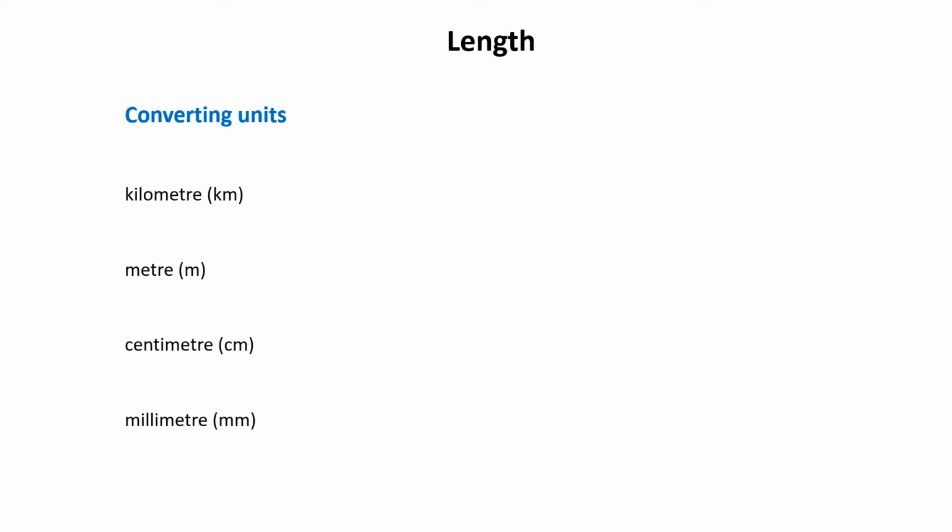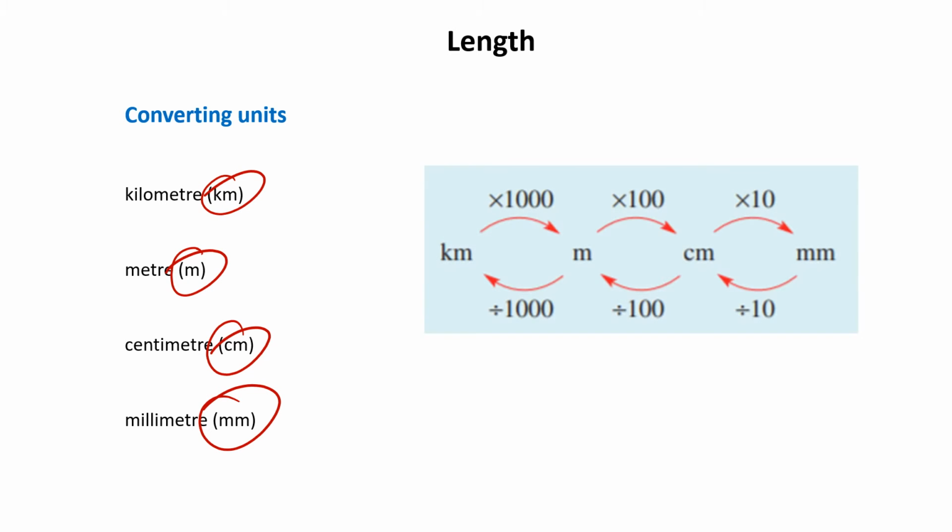So in this video, what we're going to be looking at is length and converting units of length. What I've got here are four units of length. I've got kilometers, and I'm just circling the units we use for these units of length, then meters, centimeters, and millimeters. So in this case, what we've got is what I would call my biggest unit, and my smallest unit, just the ones we've got here. There's other ones we use, but these are the ones we're just using at the moment.